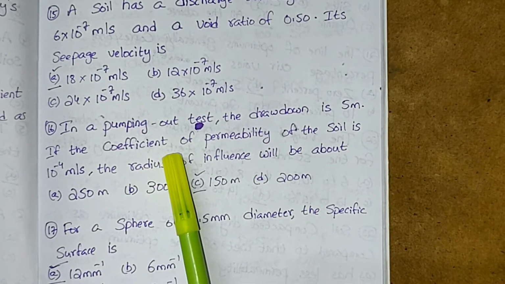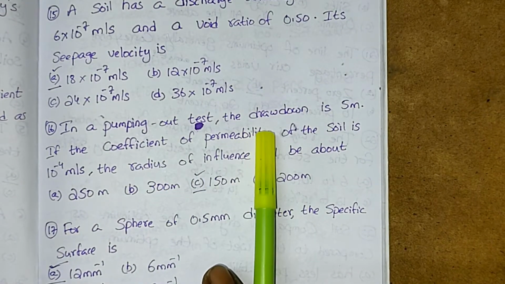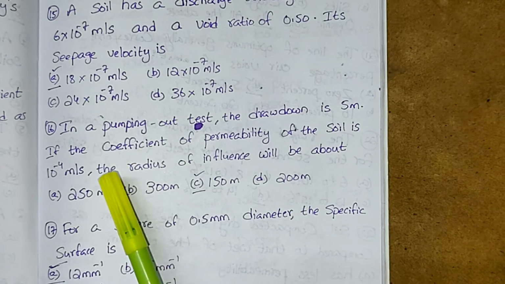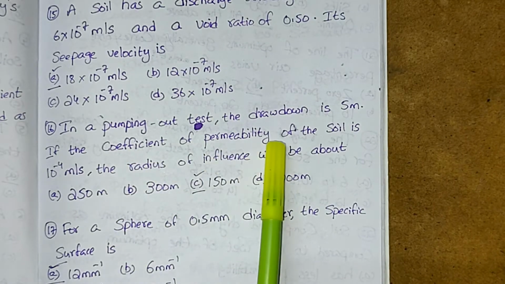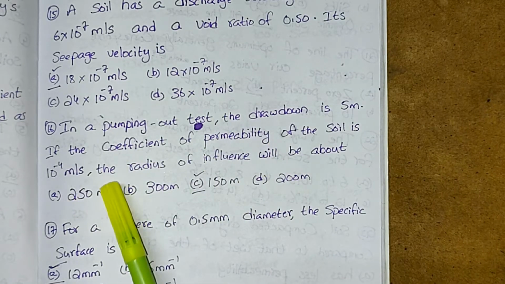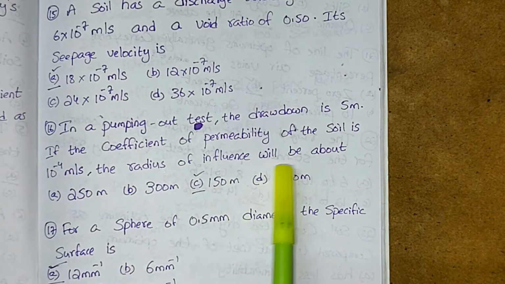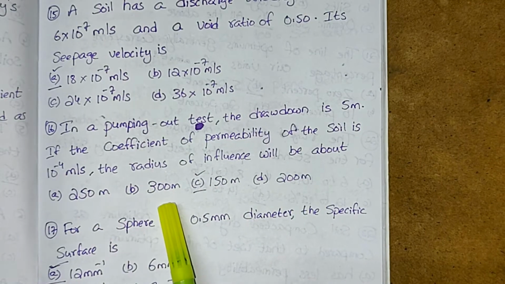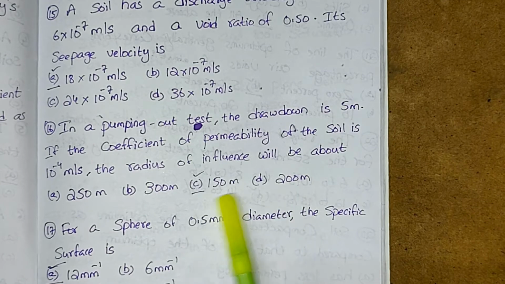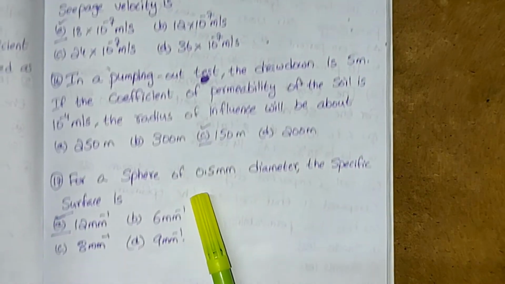In a pumping out test, the drawdown is 5 meters. If the coefficient of permeability of the soil is 10^-4 meter per second, the radius of influence will be about 250 meters, 300 meters, 150 meters, 200 meters. So the answer is 150 meters.